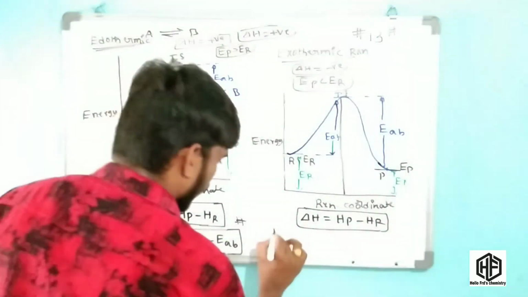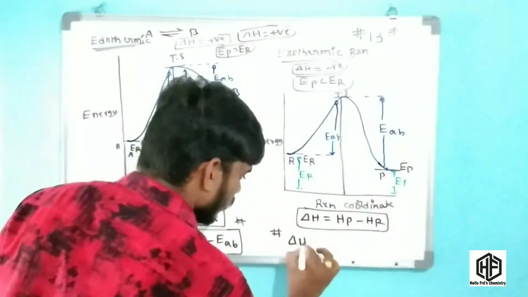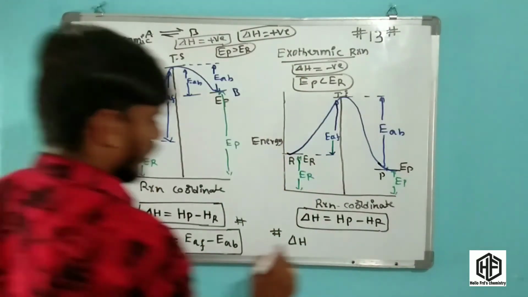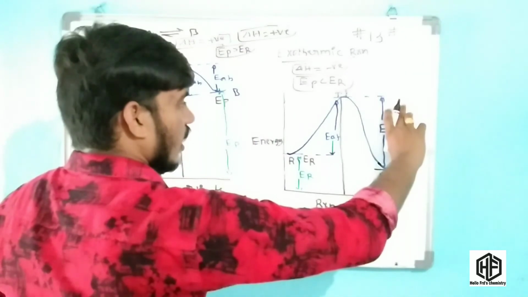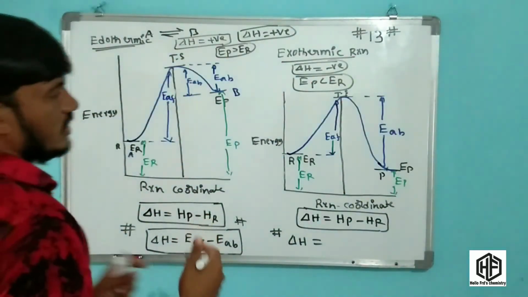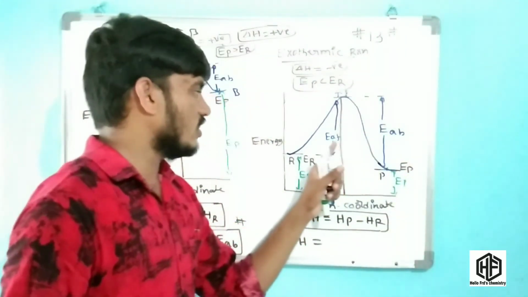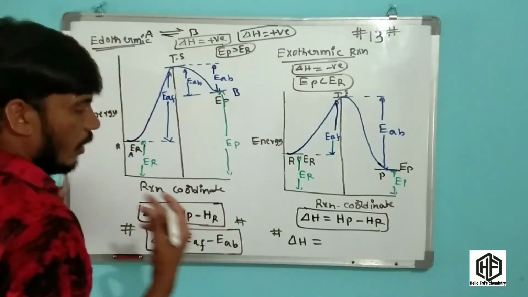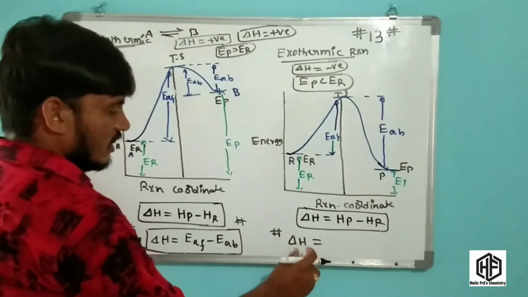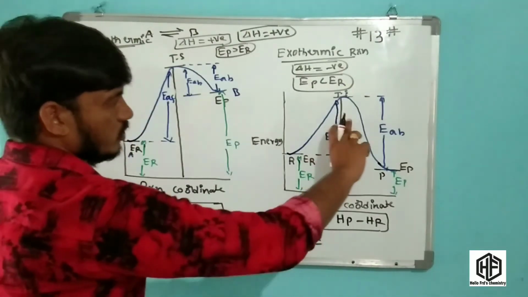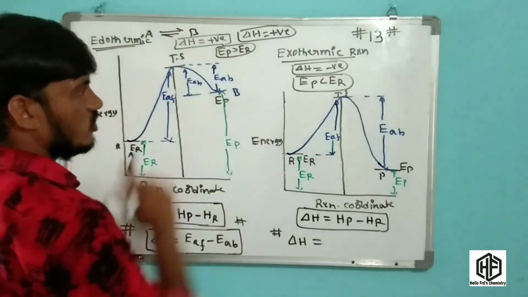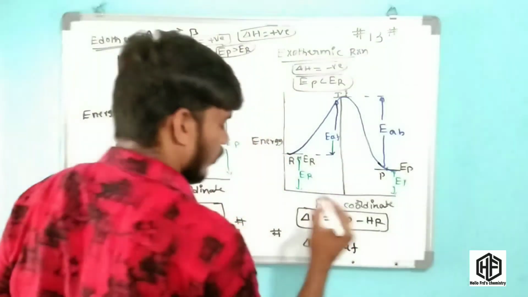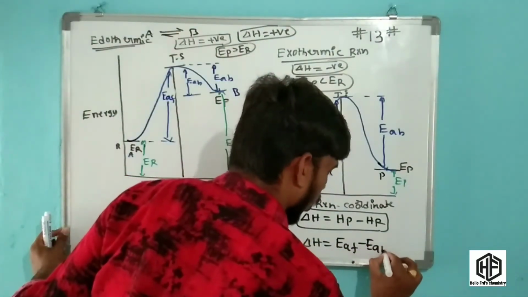Now in terms of activation energy, in the exothermic reaction the backward direction has a very high activation energy. This is the low activation energy. Now delta H value is negative. Now what is the enthalpy in terms of activation energy in the exothermic reaction? The formula is activation energy of forward minus activation energy of backward.